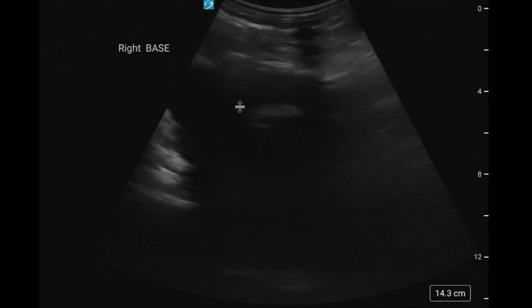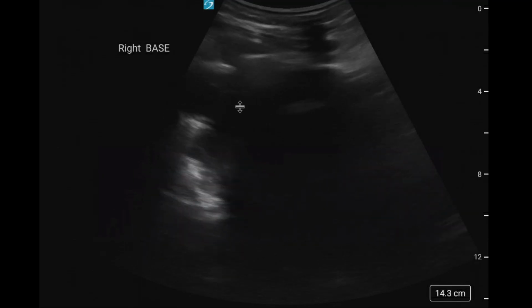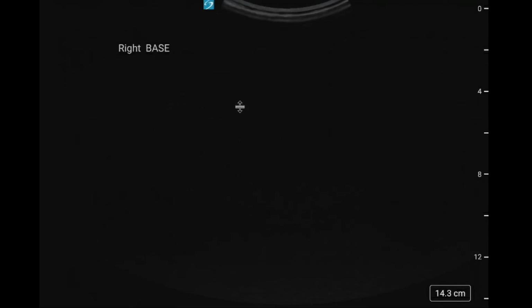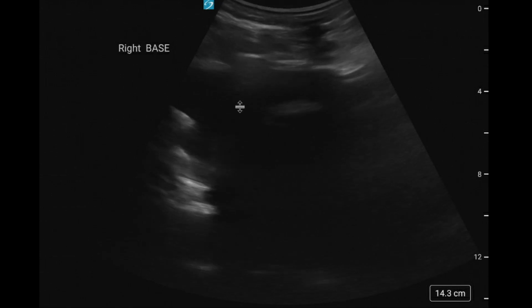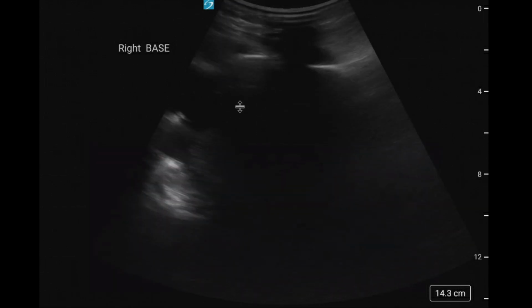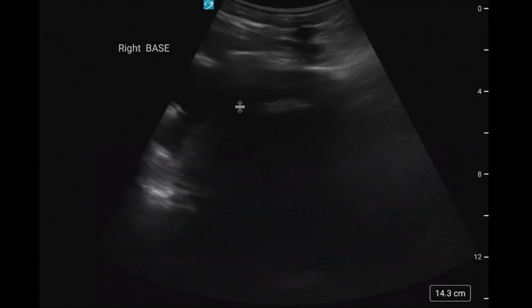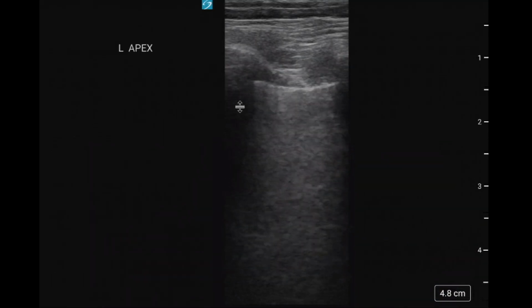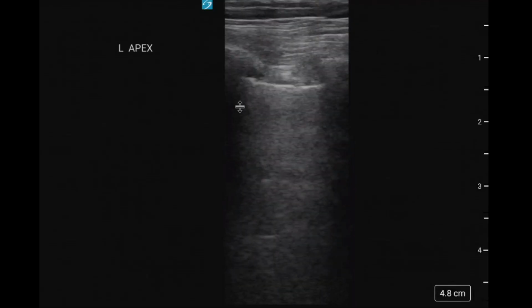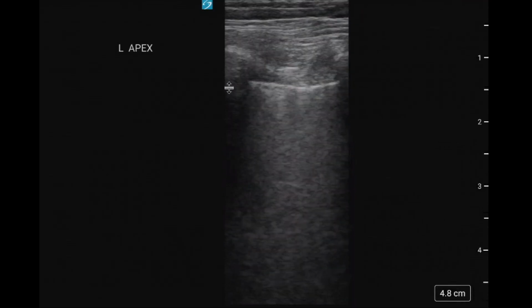I think one of the main teaching points for this one is that even if there's not lung sliding, that does not always definitively mean that there's a pneumothorax. You still have to look for other findings, including if you do have B lines, that's helpful. There's also this other concept called the lung pulse sign. Have you ever heard of that? I have heard of it, yeah.